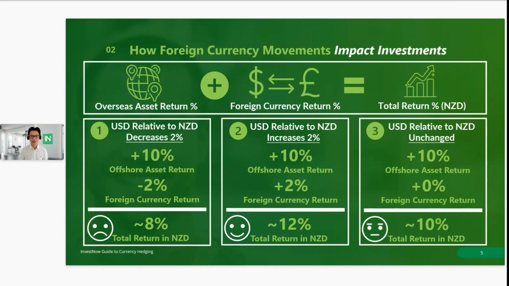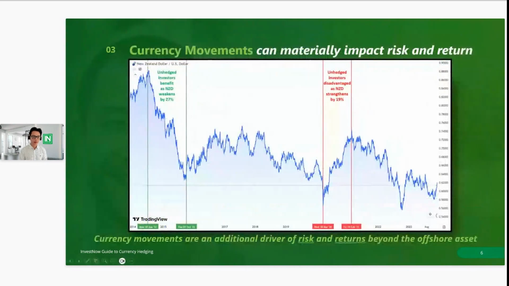So how much can foreign currency really impact your portfolio? If we look at this graph of the New Zealand dollar and US dollar over the last 10 years or so, we can see there have been two quite significant periods where the currency has moved quite significantly. The most recent one was over the COVID period. From around the end of March to around the following February, the New Zealand dollar strengthened by nearly 20%. Conversely, that means the USD would have weakened by roughly 20% as well.